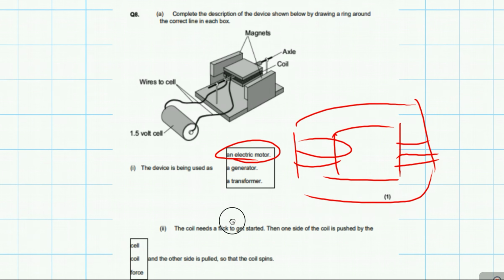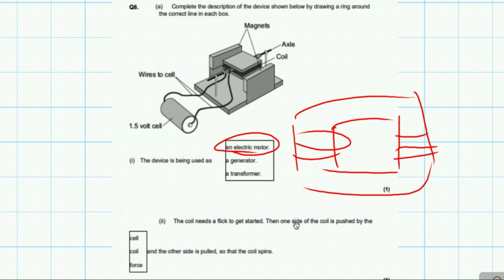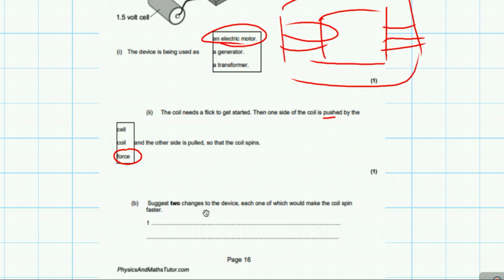The coil needs a flick to get started, then one side of the coil is pushed by the force, and the other side is pulled, so the coil spins. So essentially you get it started and then it will run by itself. That's the idea of an electromagnetic motor. So, two changes to the device which will make the coil spin faster.